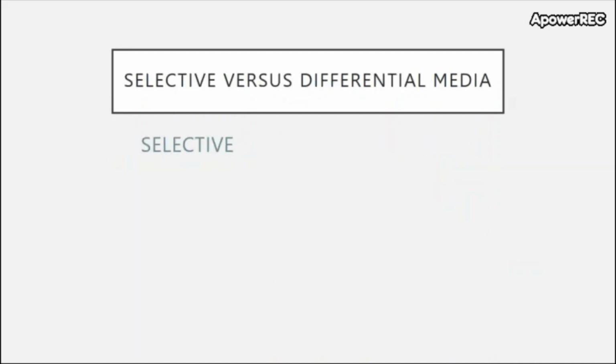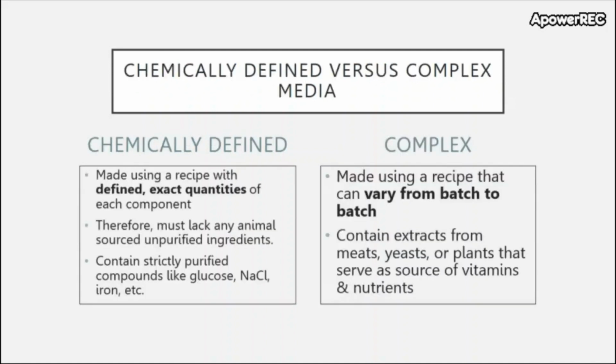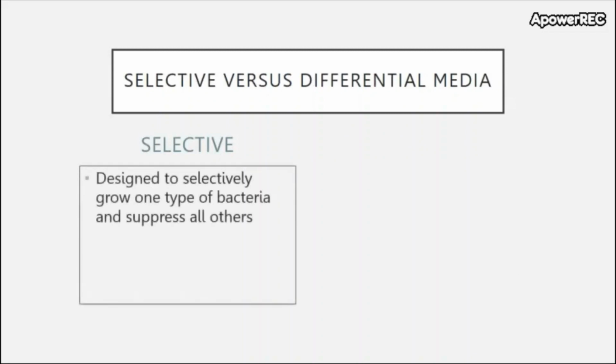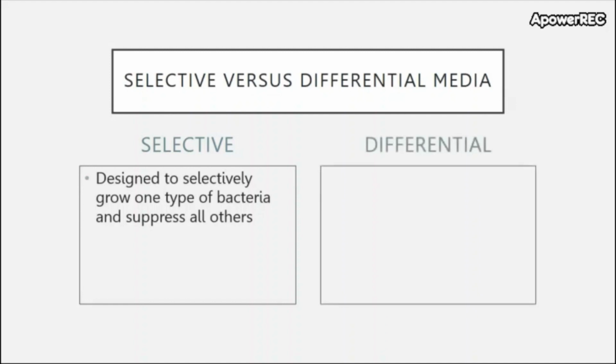Now we can take a look at the methods for growing microbes and how they correlate to the type of media we have. We can take a chemically defined media, or we can also take a complex media and create either a selective or differential media from it. A selective medium is designed to selectively grow one type of bacteria and suppress other types of bacteria. Therefore, it's selecting just one group of organisms.